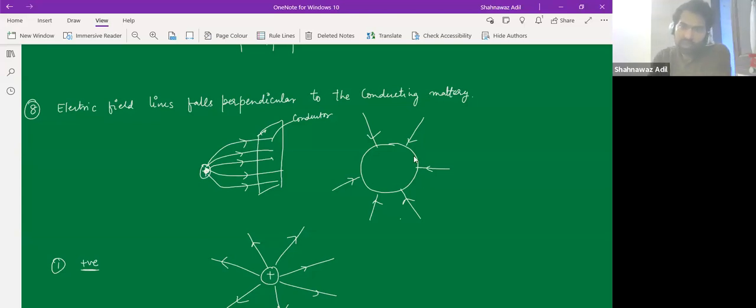This is a conducting sphere. Let's say this is a negative charge, and this is a conducting field. We'll talk about these when we do the electric flux.